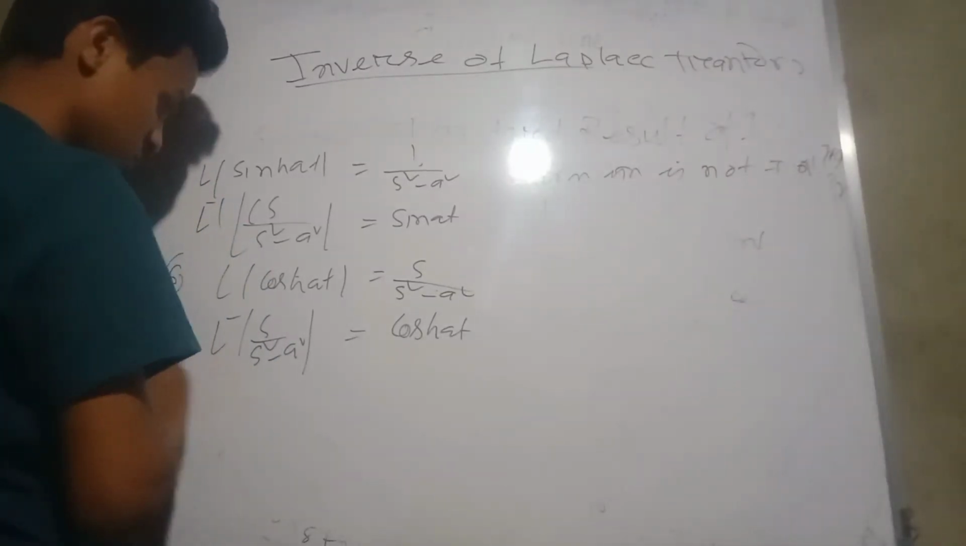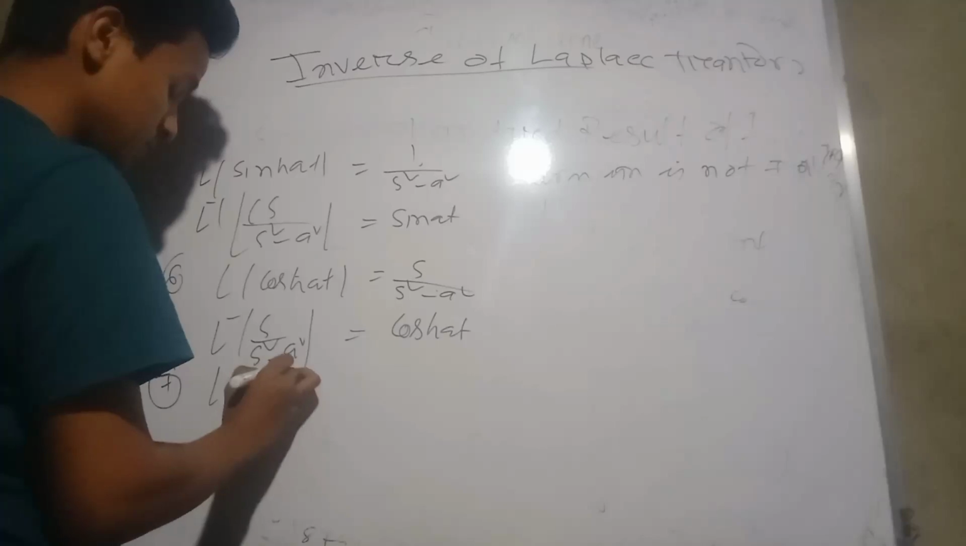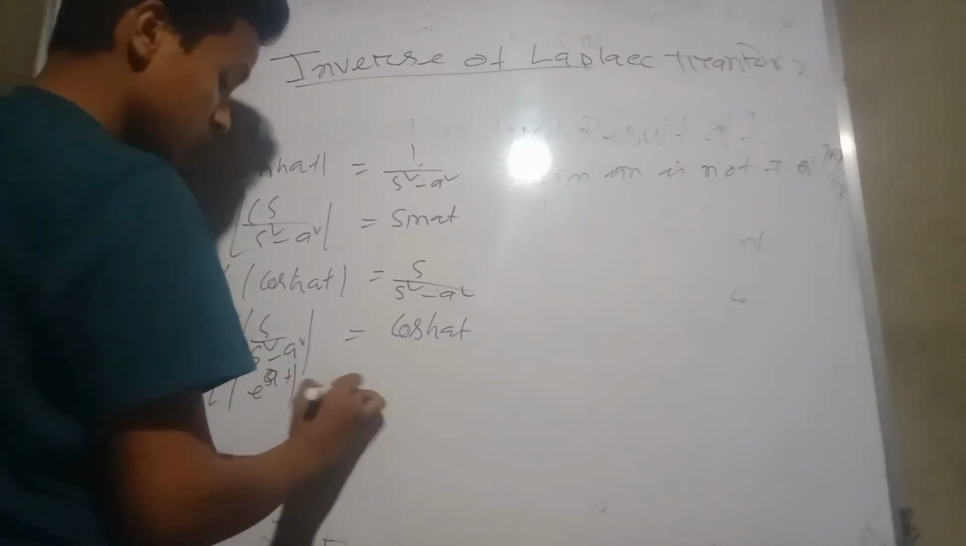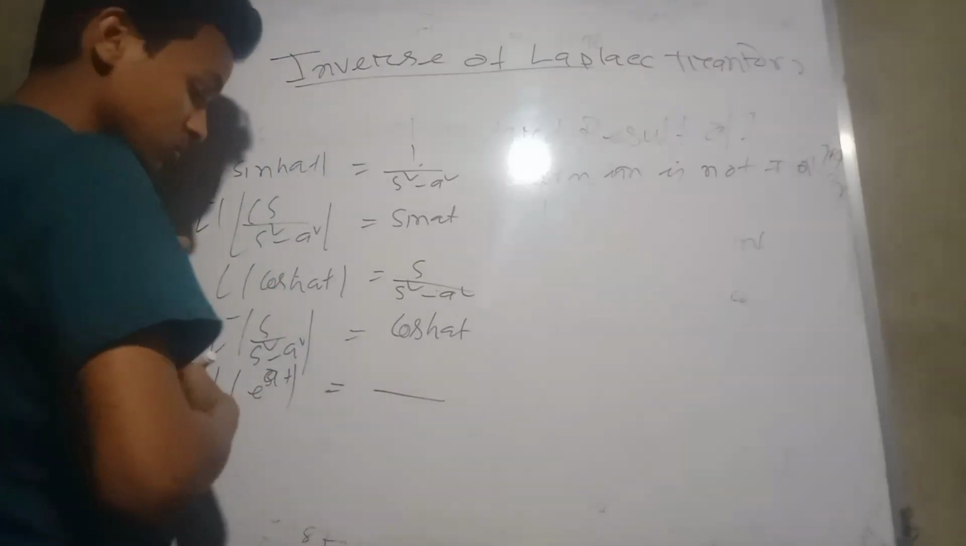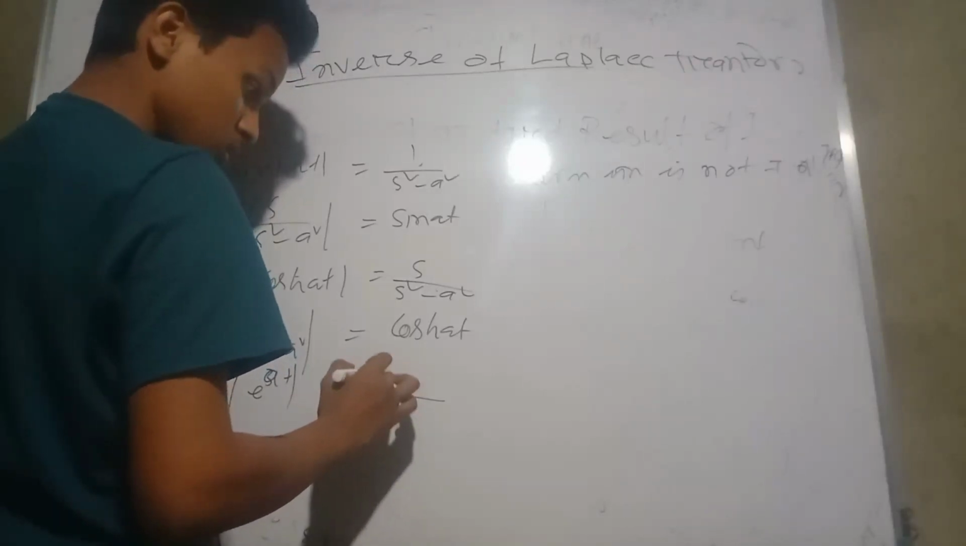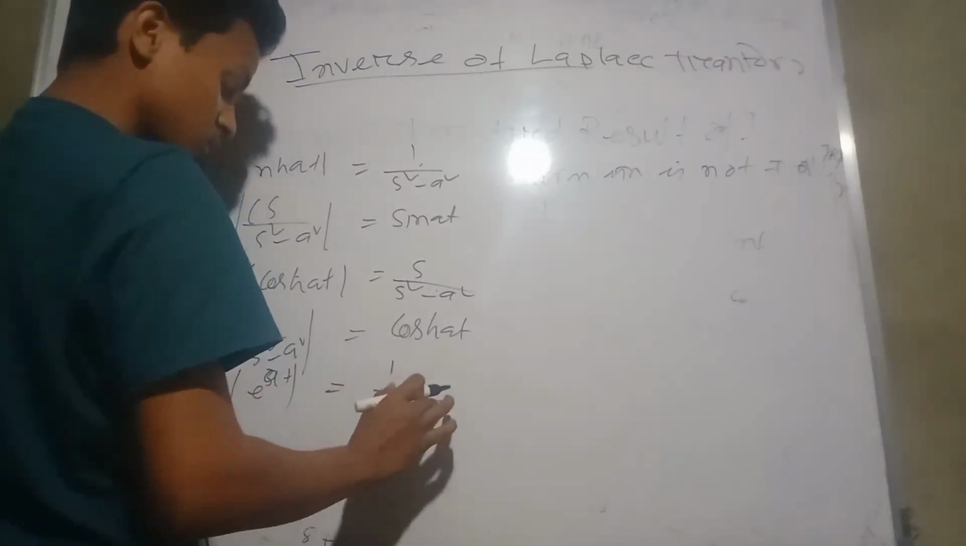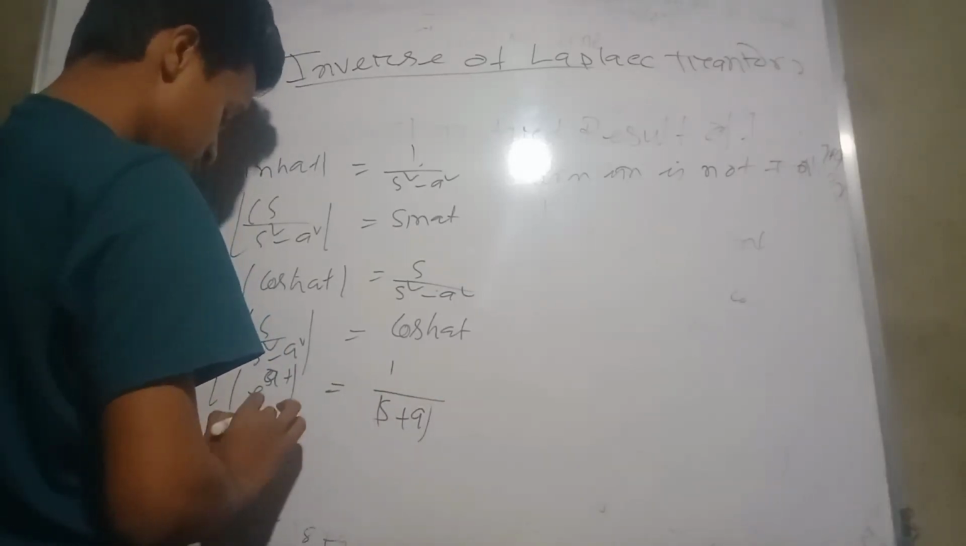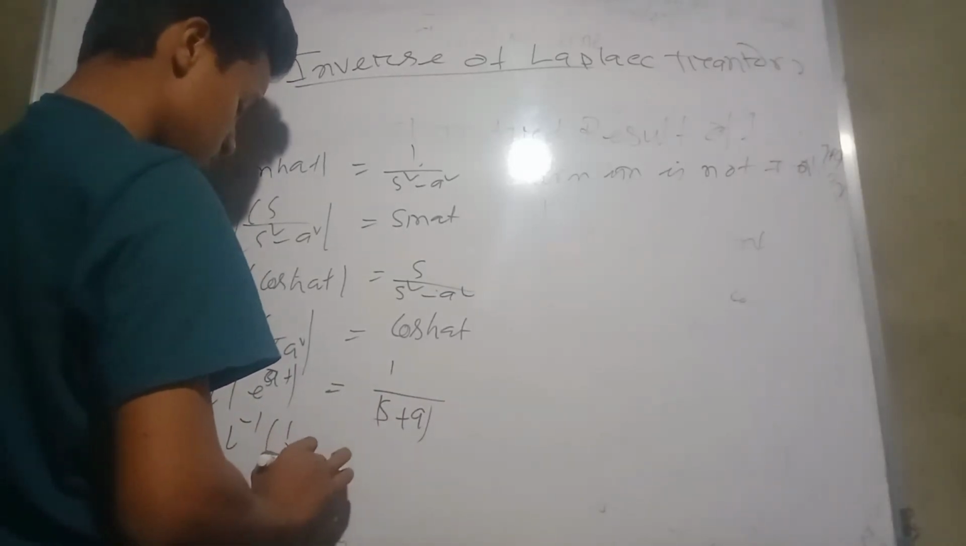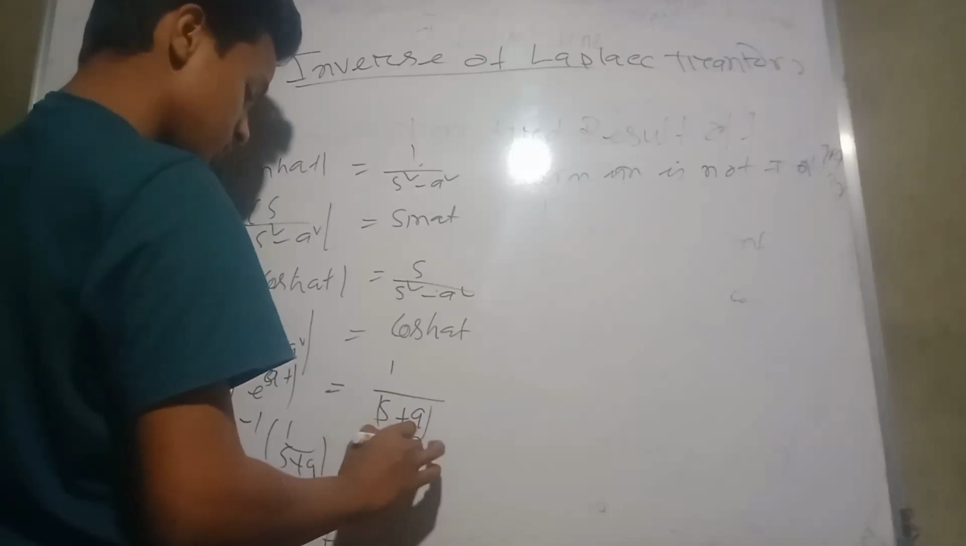Seven. The Laplace transform of e to the power at is what? That is equal to 1 upon s minus a. So the inverse of 1 upon s minus a is what? e to the power at.